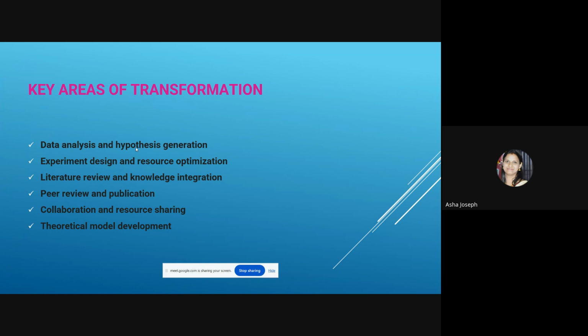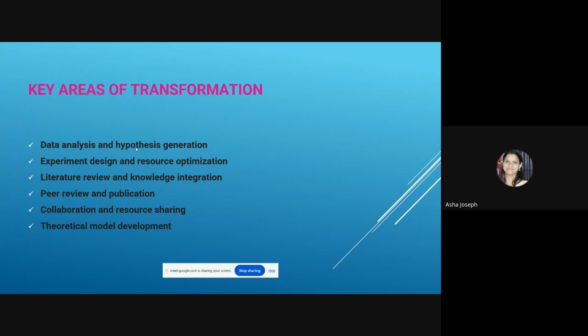And coming to the second point, experiment design and resource optimization. So AI is likely to optimize different experiment designs, and the number of failed experiments could be reduced, and the ability to test compounds or analyze complex biological systems can be improved.